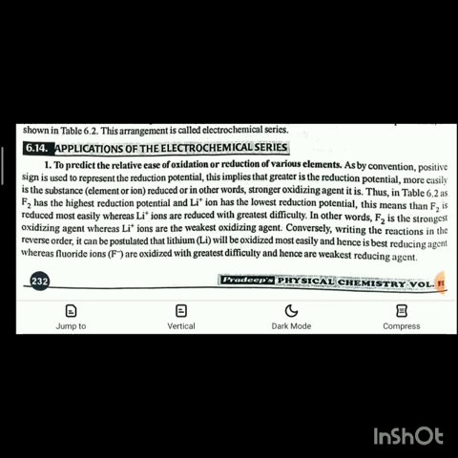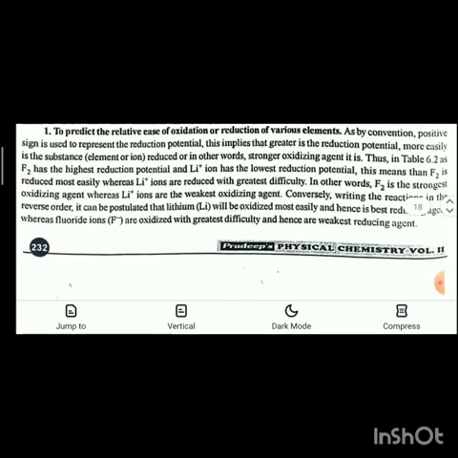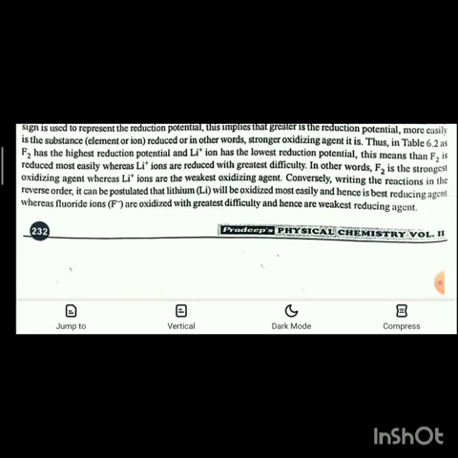This implies that the greater the reduction potential, the more easily the substance, element or ion is reduced, or in other words, the stronger oxidizing agent it is. As F2 has the highest reduction potential and Li+ ion has the lowest reduction potential, this means that F2 is reduced most easily, whereas Li+ ions are reduced with greatest difficulty. In other words, F2 is the strongest oxidizing agent, whereas Li+ ions are the weakest oxidizing agent.